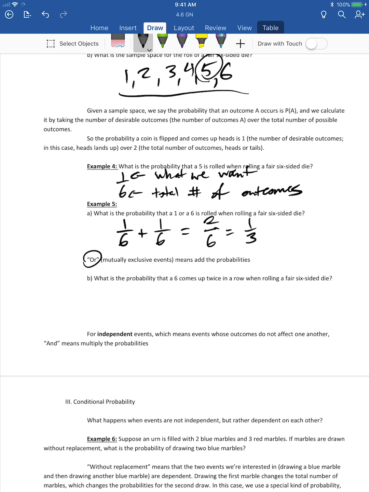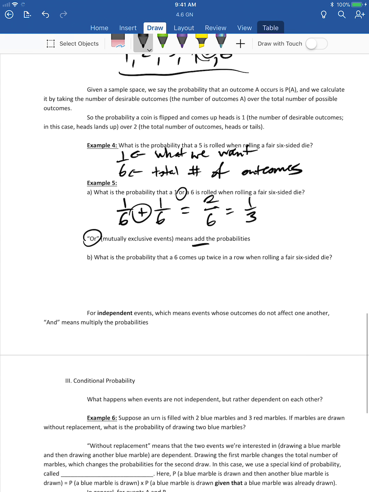Or, like in the problem, "or" means mutually exclusive events, events that can't happen together at the same time. I can't roll both a 1 and a 6 at the same time. I have to roll one or the other. That means I add the probabilities, just like I did here. I added them.